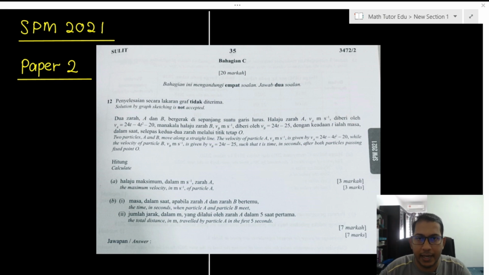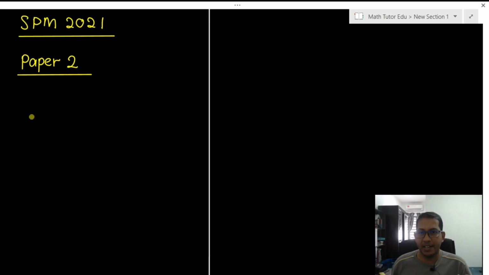Okay, so without further delay, let us begin our discussion with question 12 part A in a count of 5, 4, 3, 2, 1. Let us begin our discussion for part A, where we require to calculate the maximum velocity in meter per second of particle A. In order to find the maximum velocity of particle A, we need to find the turning point of velocity of particle A. So we need to differentiate the velocity of particle A with respect to time, and set it equals to 0.